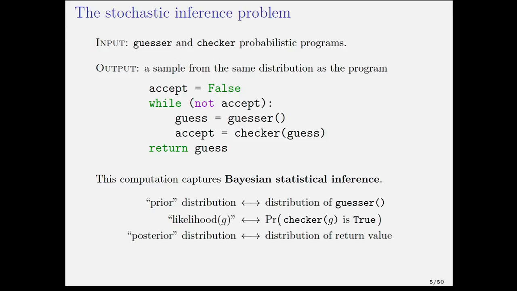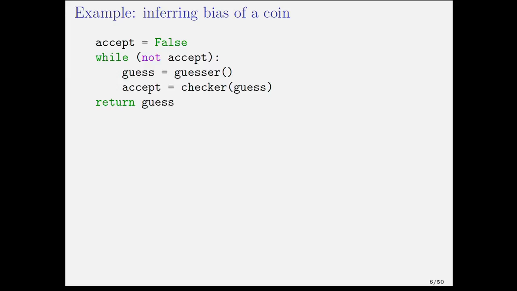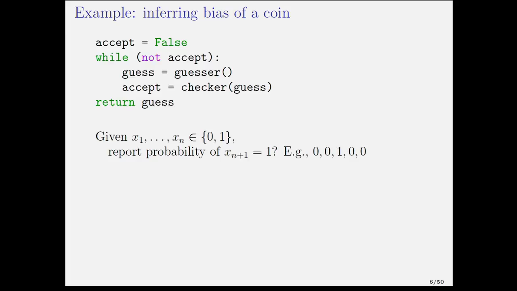All right, so I have a few examples now following this to give you some intuition. For example, let's consider a simple problem of inferring the bias of a coin from a few observations of that coin being tossed. So again, we have our program representing the stochastic inference problem. And say in math, we're given some sequence of binary values. They've been generated by some random process that has some bias. It's not, say, probably 1/2 of getting a 0 or 1, it's something else. We'd like to report a probability of, say, the next element being 1. So that's an inference about the bias of the coin, assuming they're independent.